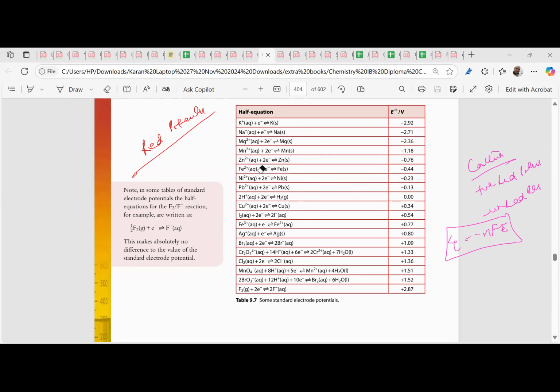Now by default, what happens? The more negative one will become oxidation. This will be going to the oxidation half cell. So what you can write in the opposite way? More negative reduction potential undergoes oxidation.